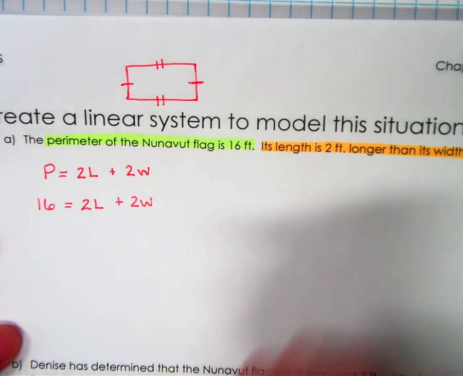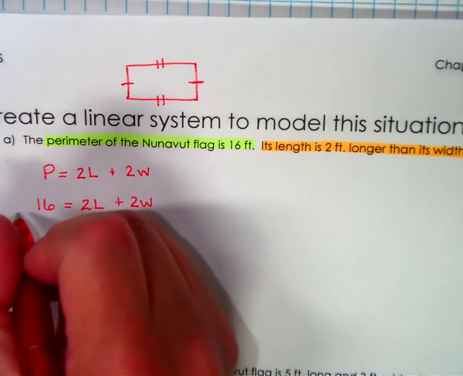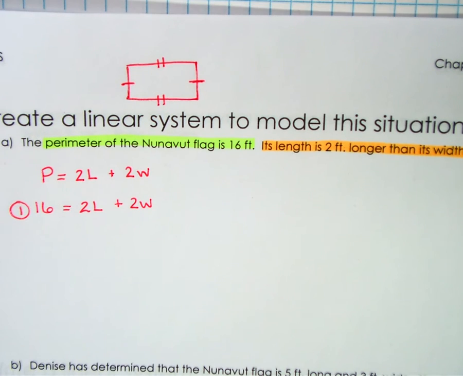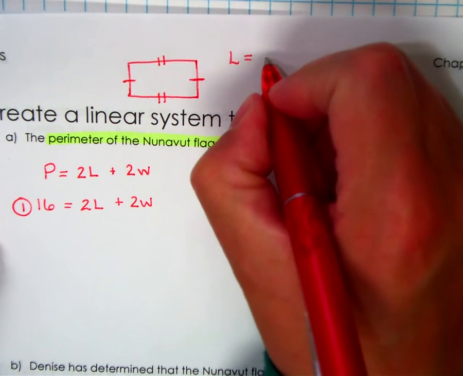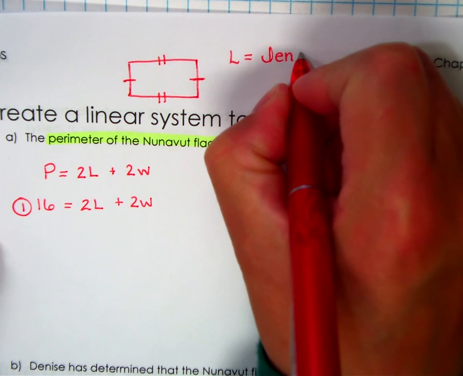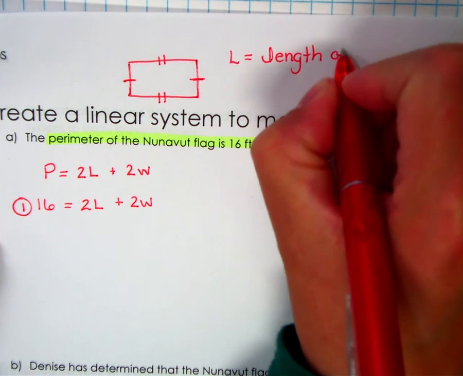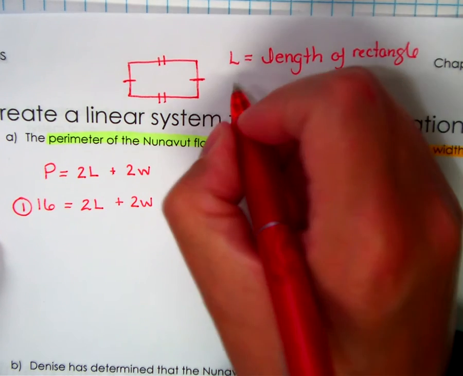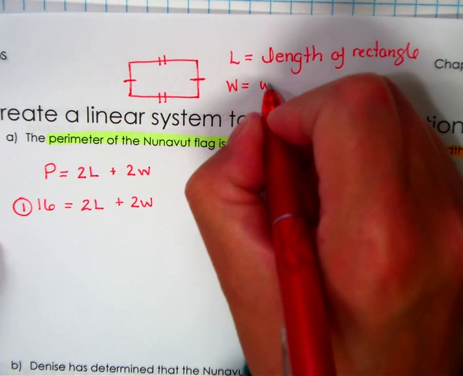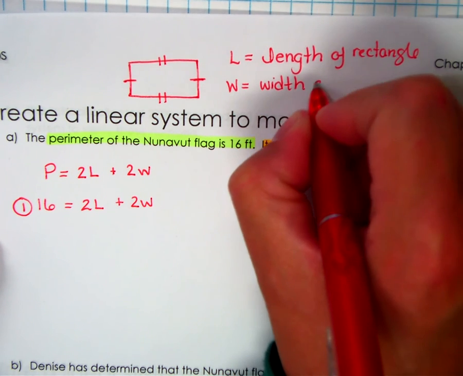What didn't I do first? I jumped right into the equations. What didn't I do? Identify the unknown variable. I didn't identify the unknown variables. So what is L going to represent? The length of the rectangle? And W? The width of the rectangle.